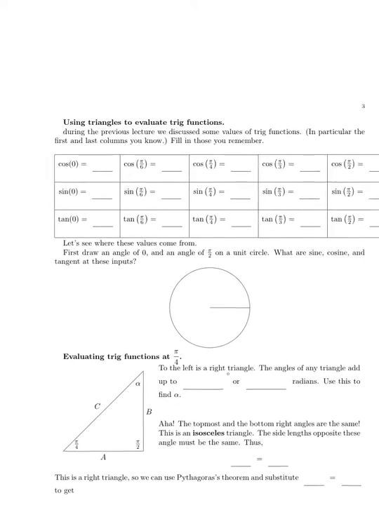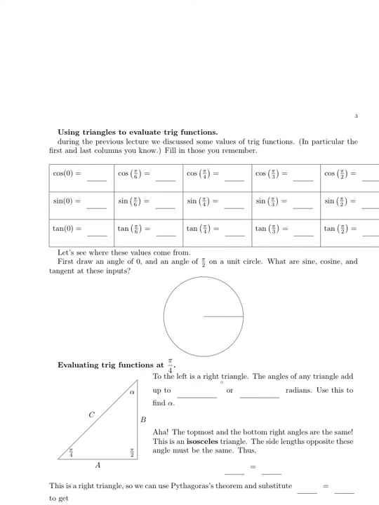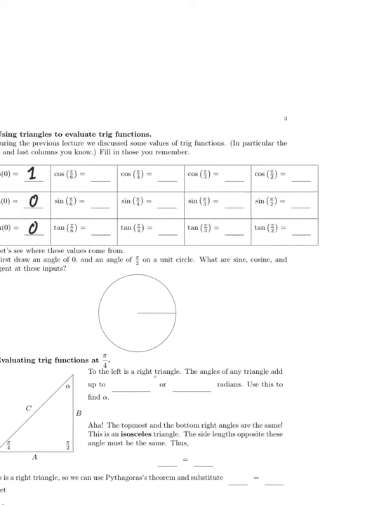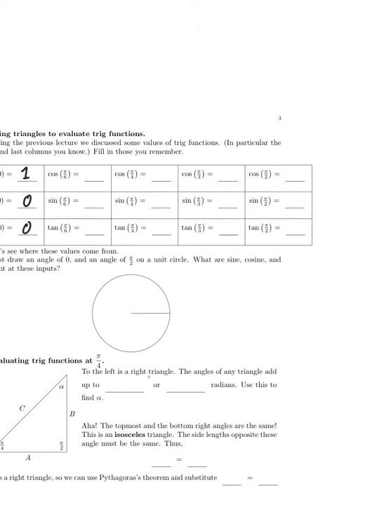So we've done some already. For instance, I know what the cosine of 0 is. The cosine of 0 is 1. The sine of 0 is 0. The tangent of 0 is 0. I know what the cosine of pi over 2 is, right? That's a right angle. Cosine of pi over 2 is 0. Sine of pi over 2 is 1. Tangent of pi over 2 is undefined.